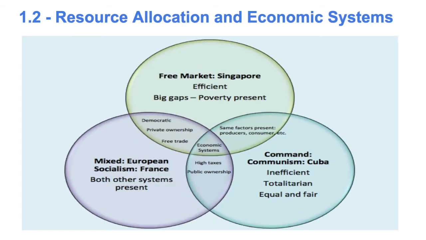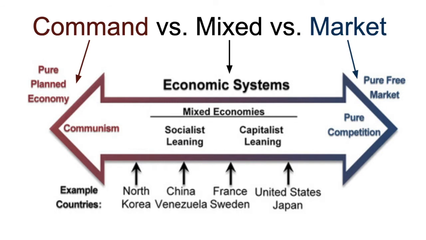So those are the three types of economic systems. And you can see on this chart how this spectrum is sort of laid out from pure competition, the pure, laissez-faire free market on this side, all the way over to the pure, centrally planned economy or communism or command system on this side.